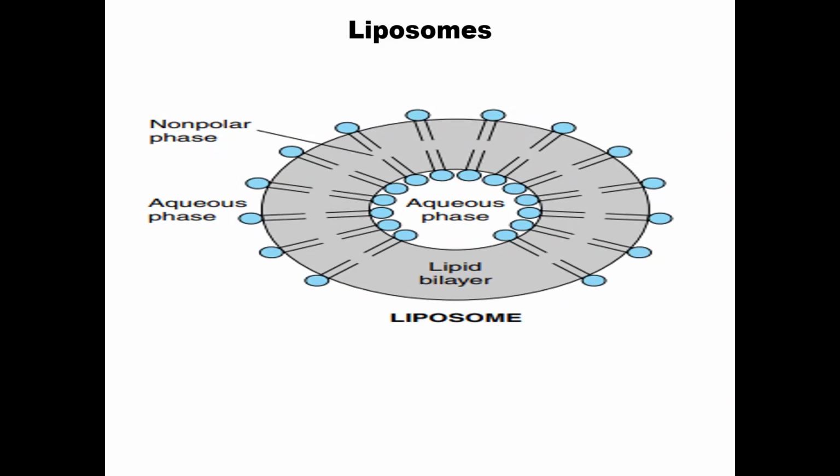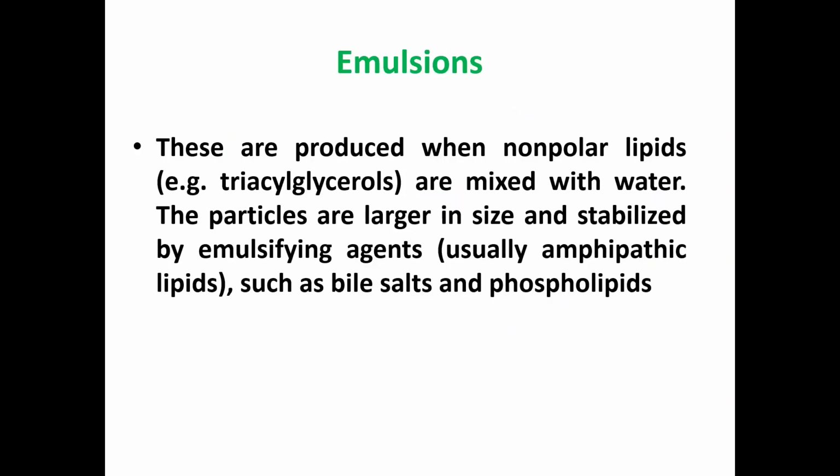So the next thing we are going to be discussing is emulsion. Emulsions are produced when non-polar lipids, for example, triacylglycerols, are mixed with water. When triacylglycerols are mixed with water, they form what we call an emulsion, and the particles are larger in size and stabilized by emulsifying agents, usually amphipathic lipids, such as bile salt and phospholipids.